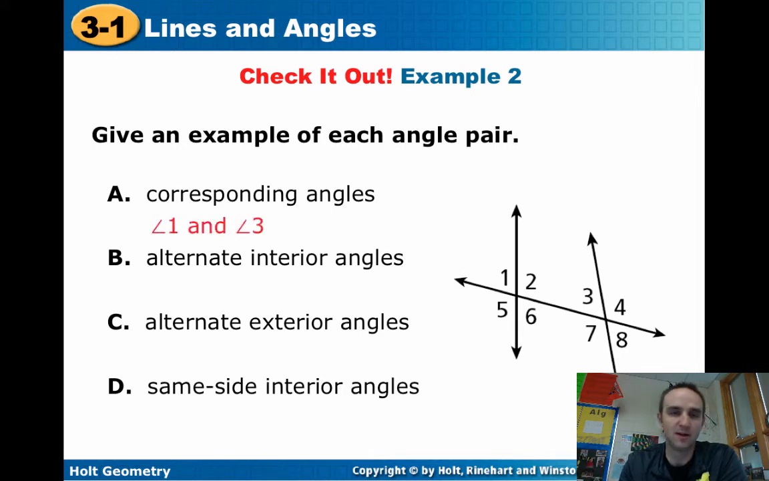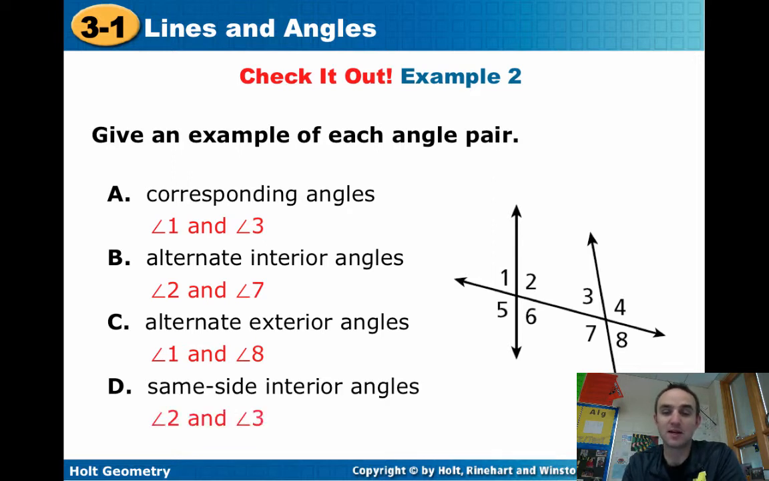Alright, for corresponding, could have 1 and 3, could also have 2 and 4, 5 and 7, or 6 and 8. Alternate interior could be 2 and 7 or 3 and 6. Alternate exterior 1 and 8 or 4 and 5. Same side interior 2 and 3 or 6 and 7. You just need one of those pairs for it to work.